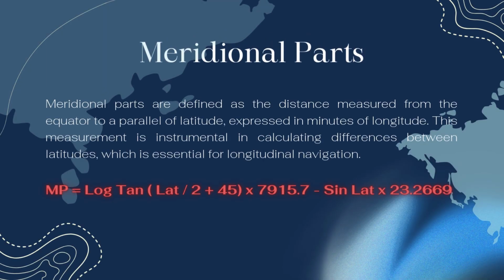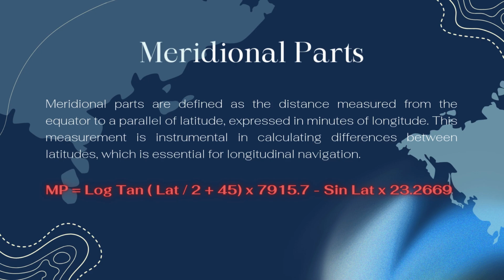Next is meridional parts. To help with accurate distance measurement on a stretched Mercator chart, we use something called meridional parts. These are calculated values that measure the north to south distance from the equator up to any given latitude. Because the Mercator projection stretches everything, we need meridional parts to adjust for the actual distance we're traveling on the Earth's surface. So meridional parts are listed in nautical tables. If we know the latitude, we can look up the corresponding meridional part value. This value tells us the stretched distance north to south on a Mercator map, ensuring that our navigation is accurate.